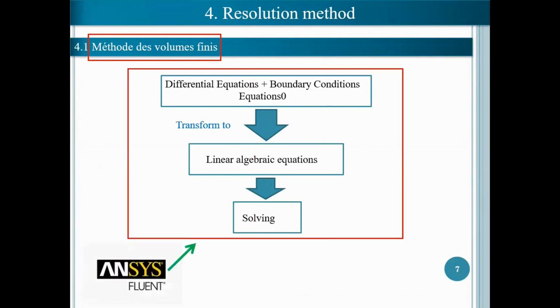ANSYS Fluent software is used to model our physical phenomena, and this choice is motivated by the fact that this software provides a very powerful tool for the creation of the model and the generation of the mesh. And most importantly, this software allows a good resolution of problems related to forced convection in the laminar regime.